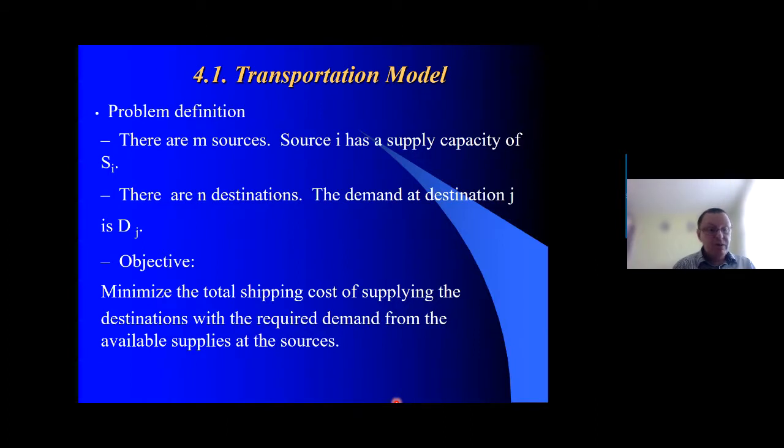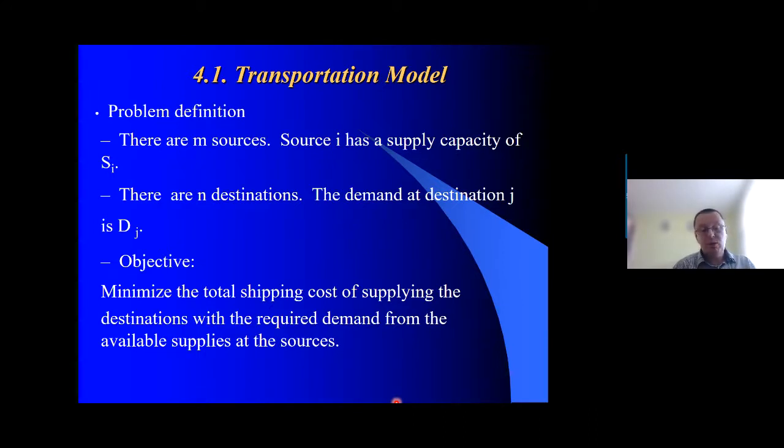If we talk about delivery of goods, we can formulate a transportation model in the following way. There are M sources, and source i has a supply capacity of S_i, and we have N destinations, and demand at destination j is D_j.